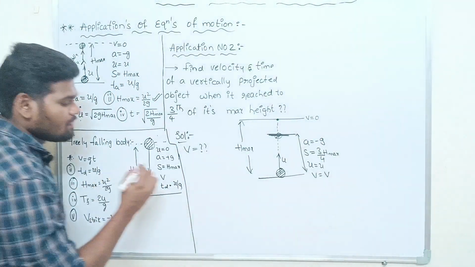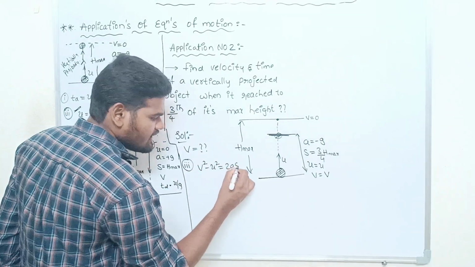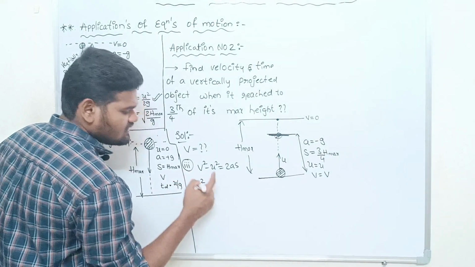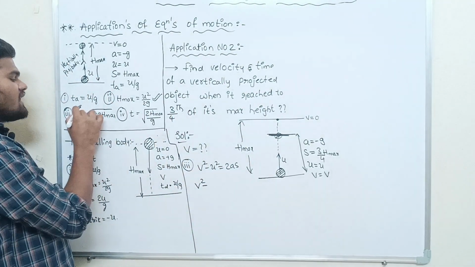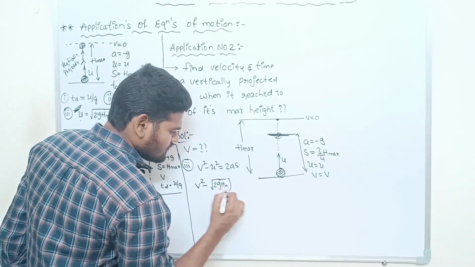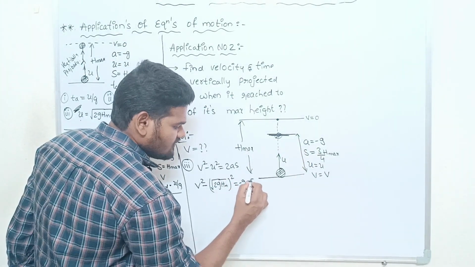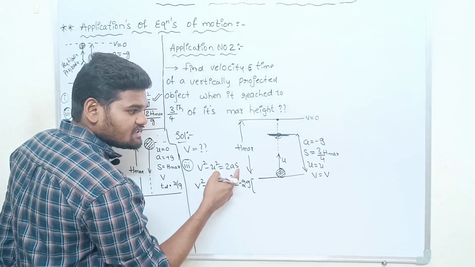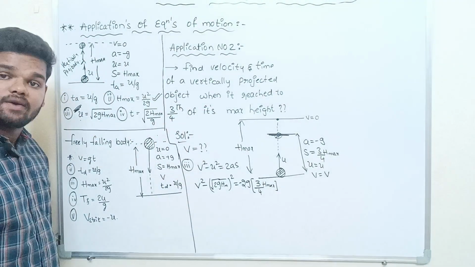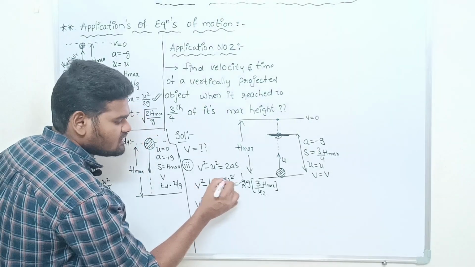Have a look. Again I'm taking the third equation of motion: v square minus u square is equals to 2as. V square we have to find, minus u square. In the case of a vertically projected body, what is the value of u? Under root 2g h maximum, whole square, which is equals to 2 into a, where a is equals to minus g, and s is 3 by 4th of its maximum height. So 2 ones are 2, 2 twos are 4, so the square root gets canceled out.